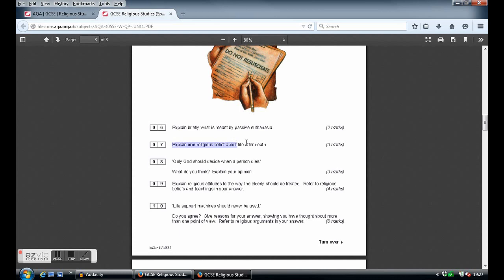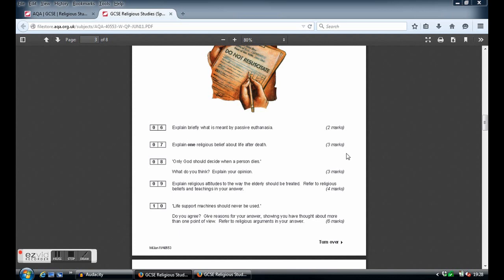Question 7. Explain one religious belief about life after death. When the examiner emboldens a word, it's to draw your attention to it, obviously. So it wants you to stick to one particular religious belief, not just reel off loads of different ones, because it wants you to explain one of them in more detail. So rather than just say heaven and hell, rebirth and reincarnation, and think that you're going to get 3 marks, you wouldn't. You'd only get 1 mark for that, because it says explain one of them in more detail.